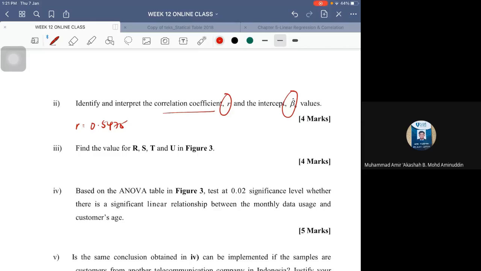Can someone interpret this for me? The question asks you to identify, so I already identified it: 0.5475. And it also asks you to interpret. So how would you interpret this when you come across it in the exam? What are you going to say about this R value? What kind of relationship is this? What are the three things that I have to mention for this particular value?